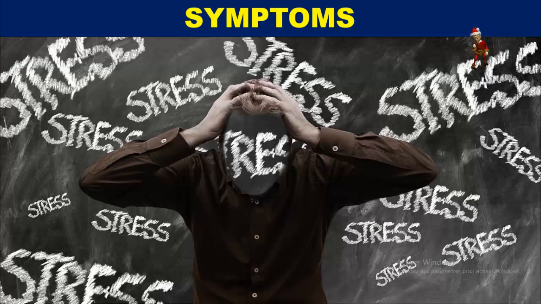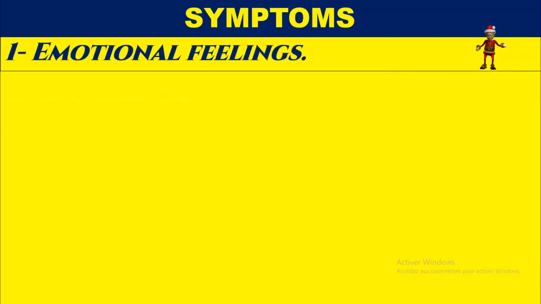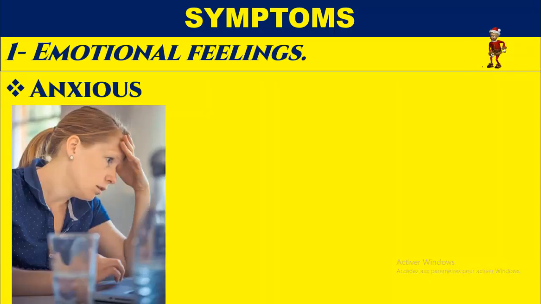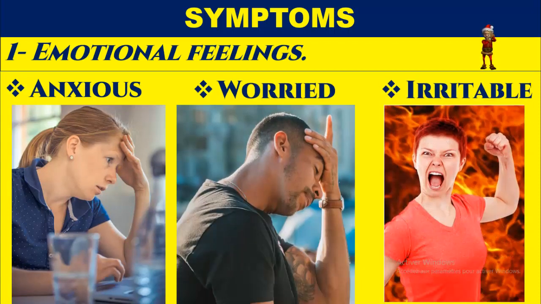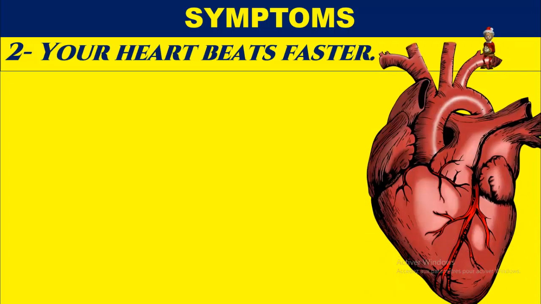Symptoms. What are the signs that show that someone is stressed? Emotional feelings can show stress. When you are anxious, when you are worried or irritable, these are signs of stress. Number 2, your heart beats faster. Ton cœur bat vite, comme on dit battre la chamade. Your heart beats faster. It can be a sign of stress.